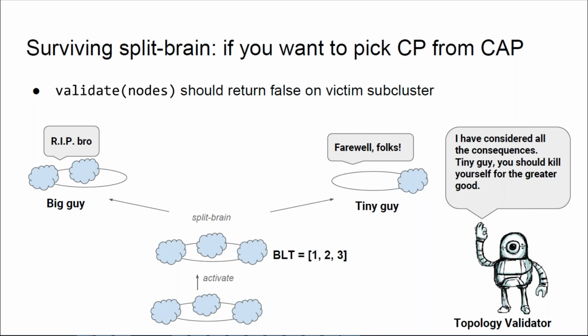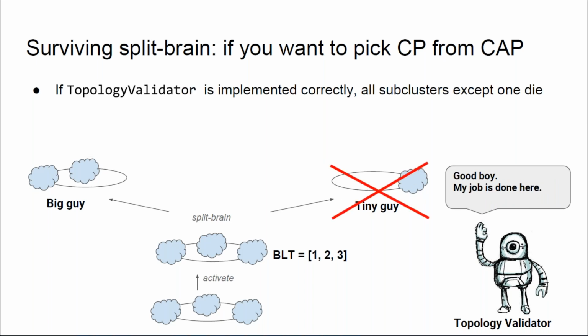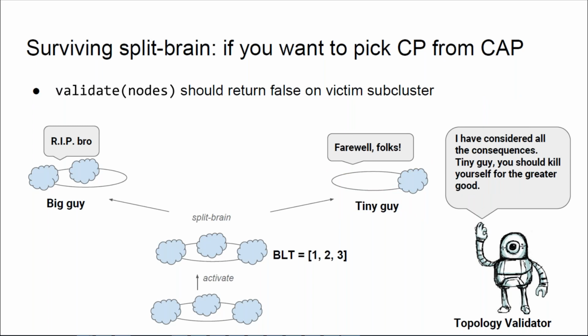be killed. And if you implement the Topology Validator correctly, it will tell one of the subclusters to die. It will consider all the consequences, and for example, it decided that tiny guy should shut down. Then tiny guy shuts down, and the code of Topology Validator is over. Well, basically, Topology Validator is an interface which contains one method, validate, and accepts a set of nodes as the argument.